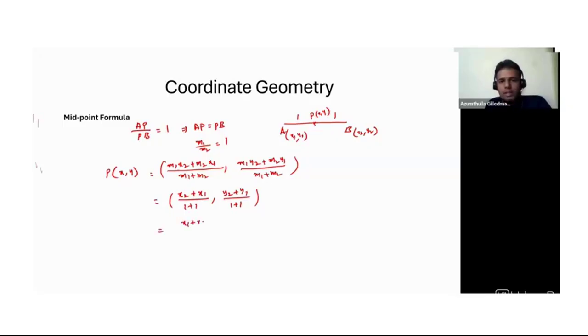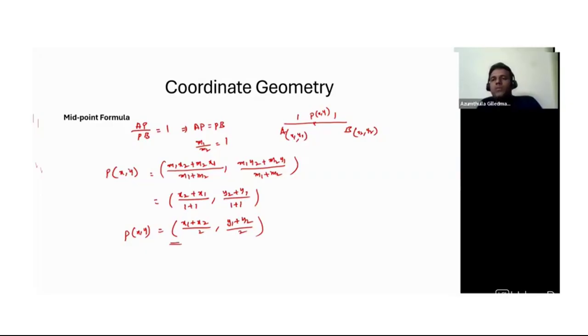So can I write this as (x1 + x2)/2, comma, (y1 + y2)/2? Right, so that's the midpoint formula. The midpoint formula for AB, where A is (x1, y1) and B is (x2, y2), divides the line in the 1:1 ratio. If we substitute that in the section formula, we can get the midpoint as (x1 + x2)/2, comma, (y1 + y2)/2.